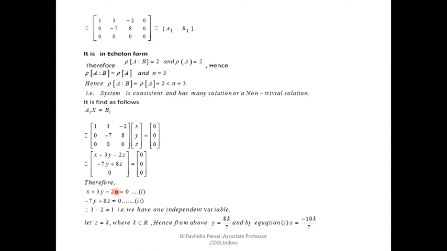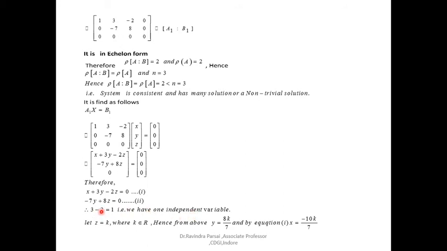Since the total number of unknowns is 3 and you have 2 equations, this is the way of finding the number of independent variables. The difference, the total number of unknowns minus the number of equations you obtain here, gives you the number of independent variables. So therefore one variable is independent.